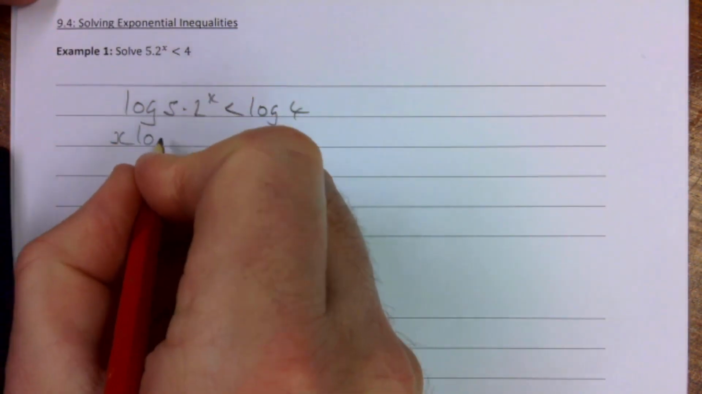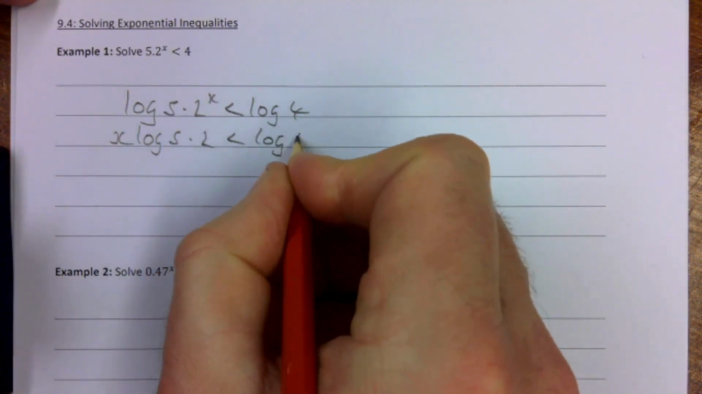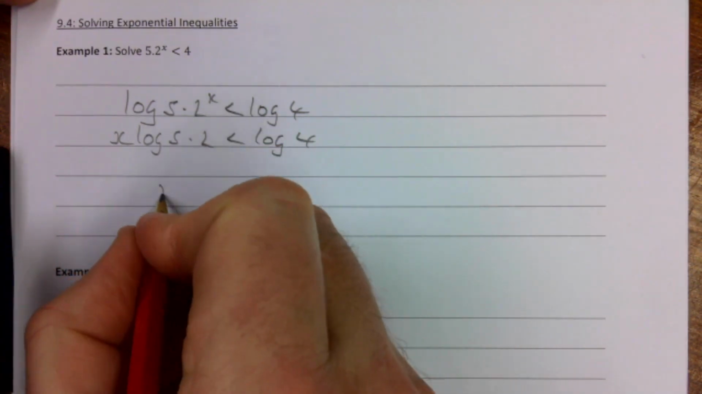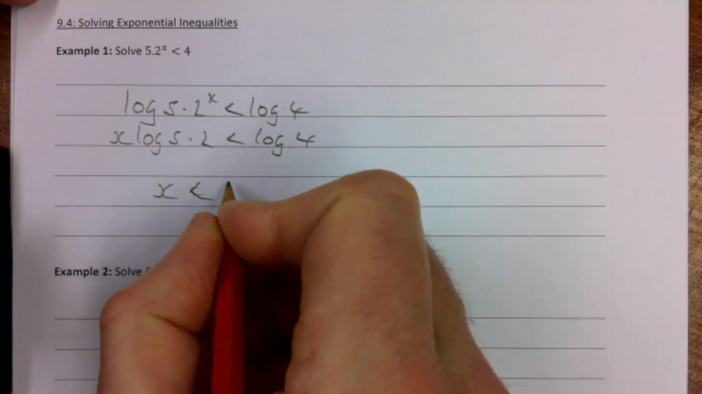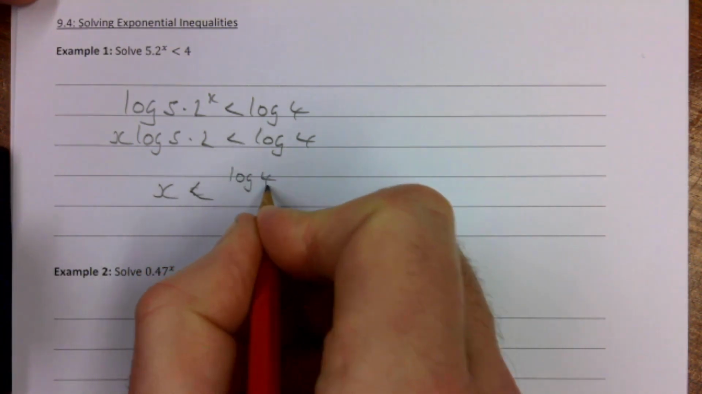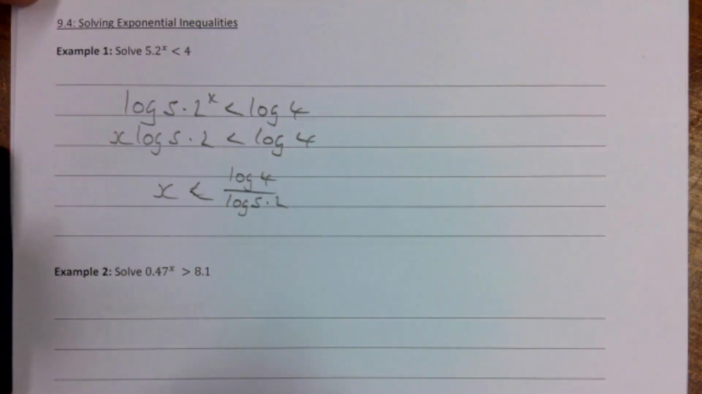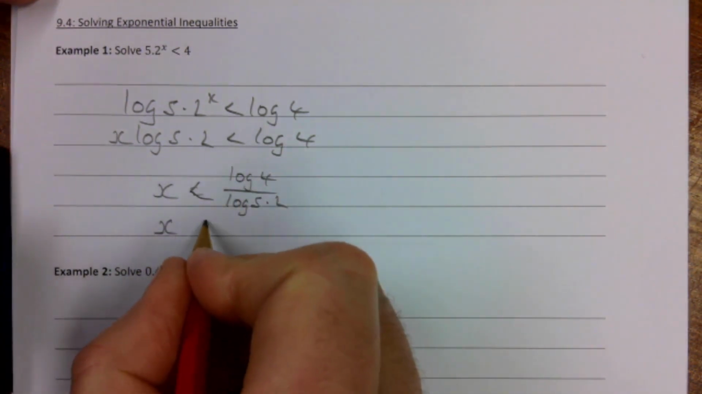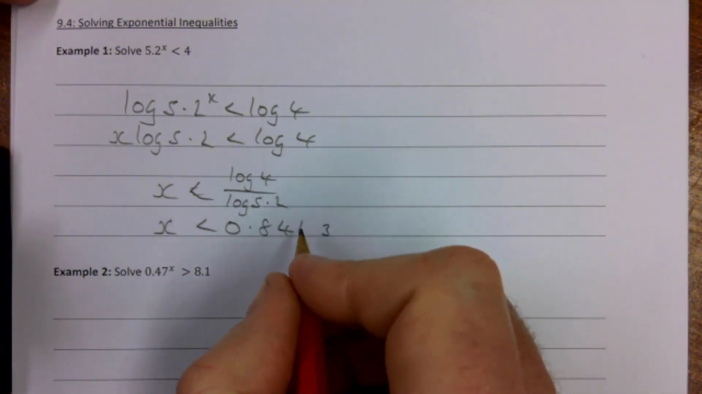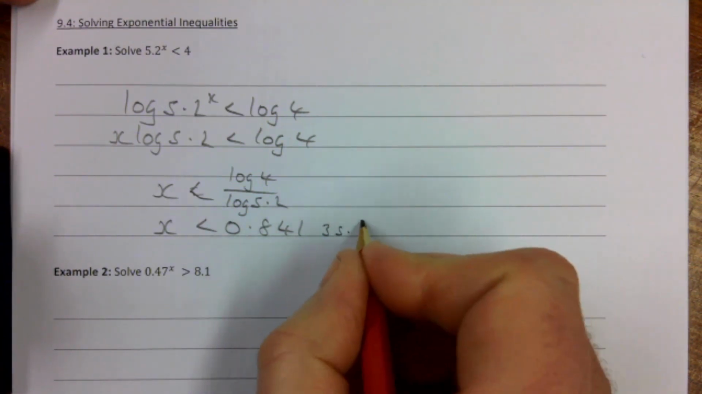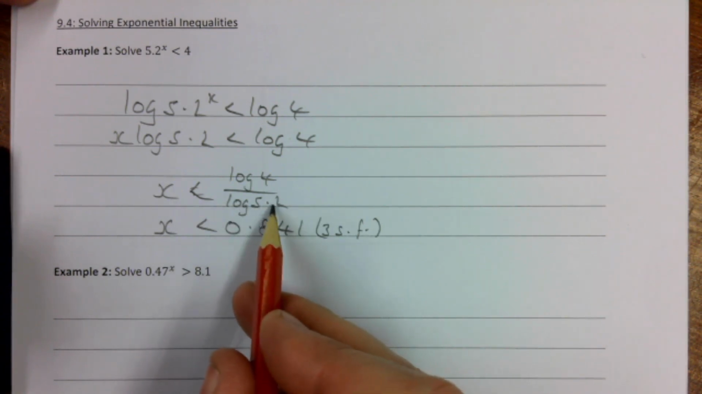That means x log 5.2 is less than log 4, and we then divide by log 5.2, so x is less than log 4 over log 5.2. You put that into your calculator and you get x is less than 0.84123, to 5 significant figures. Now we need to be very careful here dividing by log 5.2.